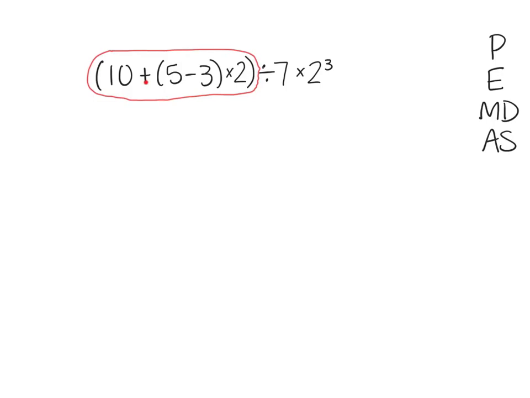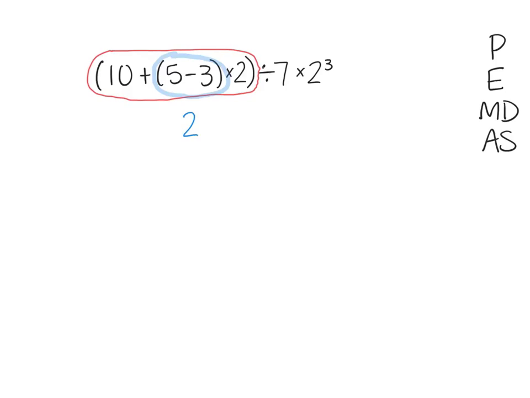I have add, parentheses, subtract, and multiply. So even inside parentheses, I still need to use order of operations. So I'm going to look just inside the parentheses here. Do I have parentheses? Yes, I do. I have these parentheses right here. So this will be the first thing that I solve inside these parentheses. So I will do this first. 5 minus 3 inside these parentheses. 5 minus 3 is 2.